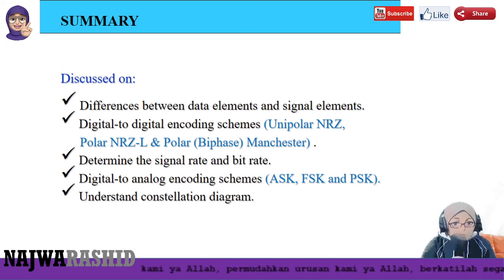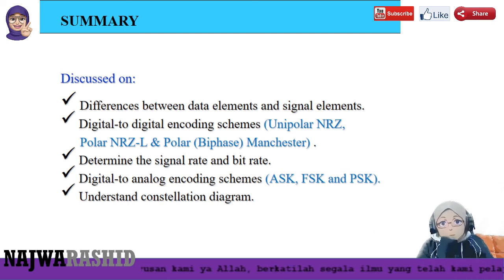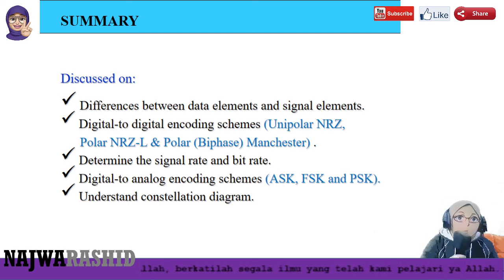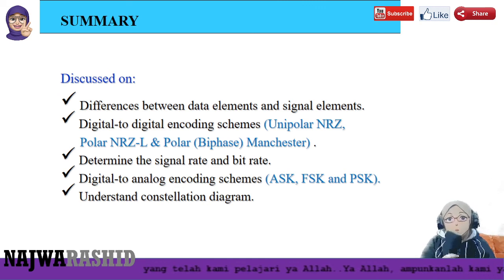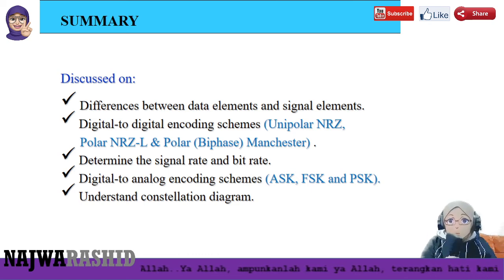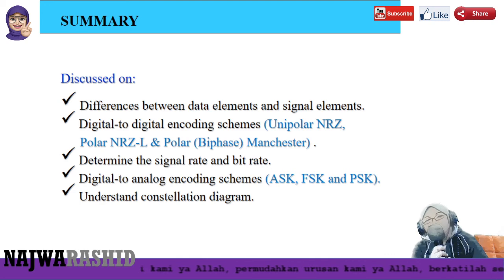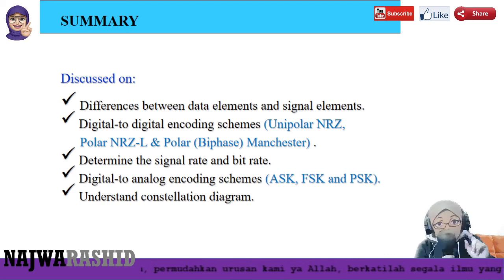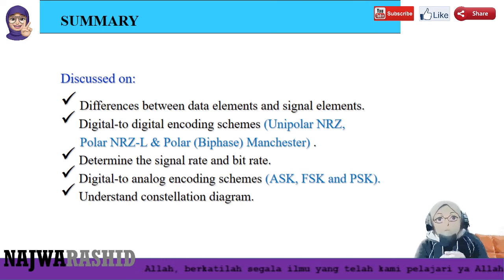The next one, you should also be able to identify the scheme or technique we use to transform digital data into an analog signal. We have learned about ASK, FSK, and PSK. Another one is QAM, which is the combination of ASK and PSK. And then understand the constellation diagram that helps you identify the amplitude and the phase. So that's all for data encoding.